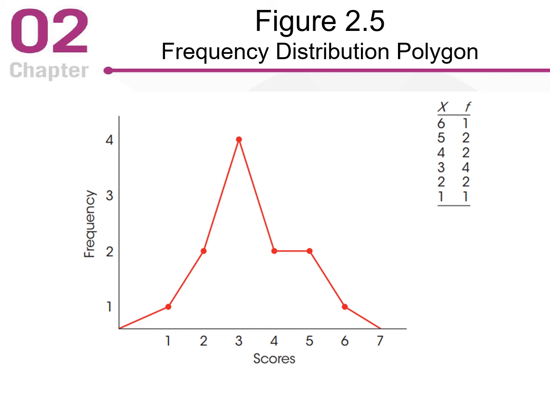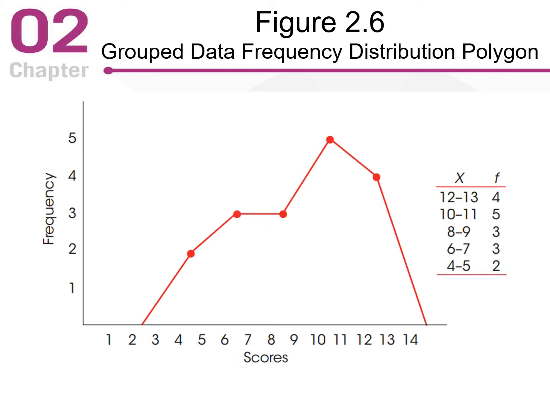So, is that better than the histogram? I don't really see the need for doing the frequency polygon, but some people do it. I guess it can be somewhat neater. Maybe it's easier to construct. I like the histogram better, but you have the frequency polygon as well here. It's an alternative.